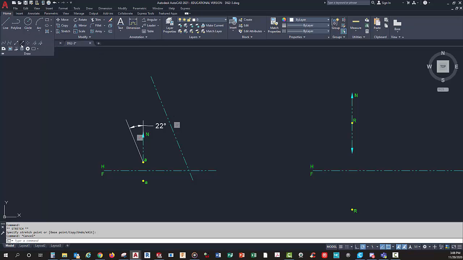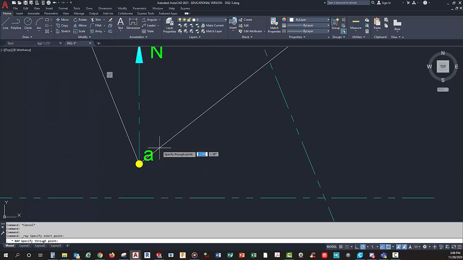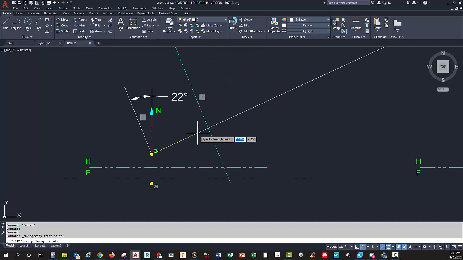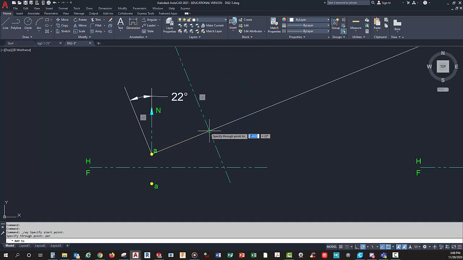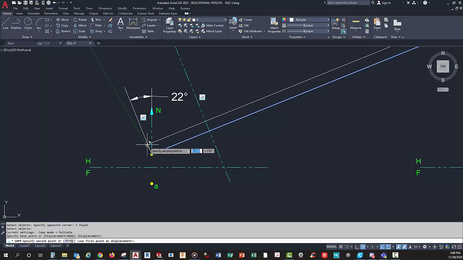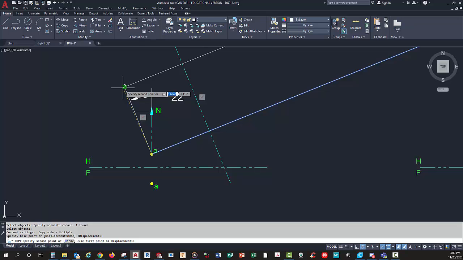Well, I told you in the other video I like to use the ray command, and the reason I use the ray command is because it's a lot easier to draw a perpendicular line through a point like so, and then I don't have to worry about how far out it is over here. And then I'm just going to go to copy, and I'll copy and stick it up there like so.